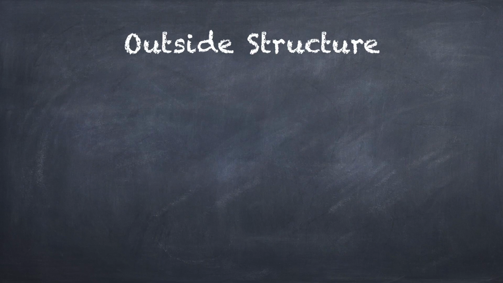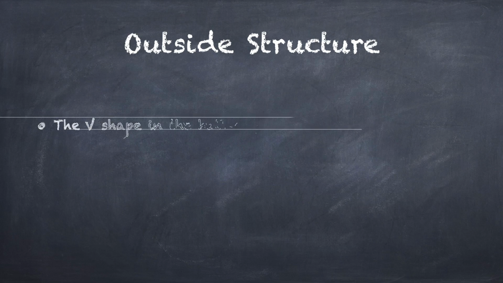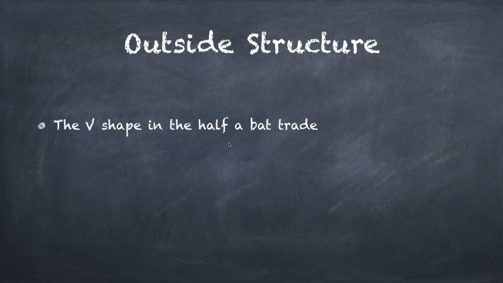Let's talk about outside structure. What is an outside structure? What's the definition of an outside structure? It's simply like this. It's the V shape in the half a bat trade. Remember the half a bat trade from, I believe, the first video? That straight V top that goes up and then it moves sideways. That's the first leg of the outside structure. All right, I'm going to show you plenty of examples of that so you know what you're looking at, but that's what it is. It's a V shape in the half a bat trade.